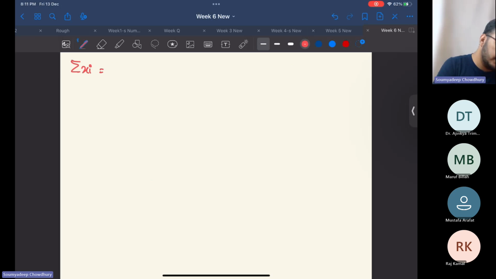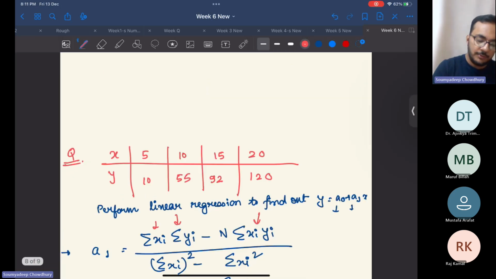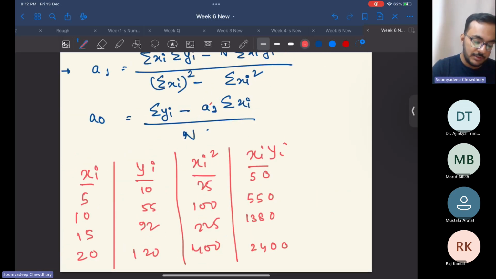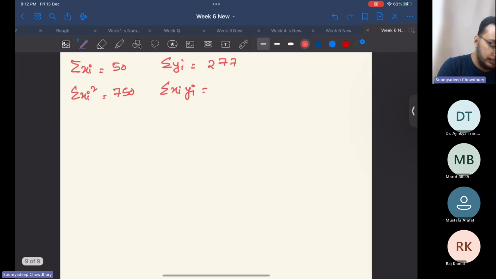Summation xi is 50. Summation yi is how much? 277. Summation xi square is 750. And summation xi yi is how much? Sum of this fourth column, all the elements here, 50, 550, 1380, 2400, which is 4380. Now there is nothing else. You have to just apply the formula.